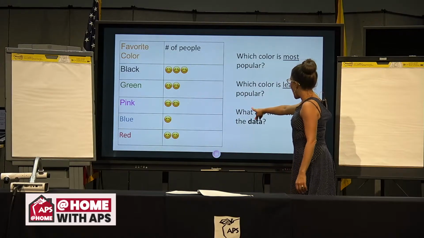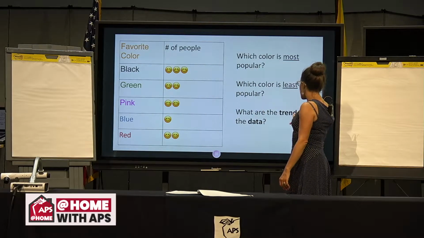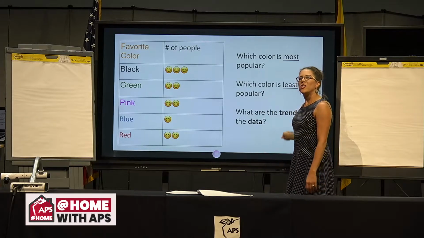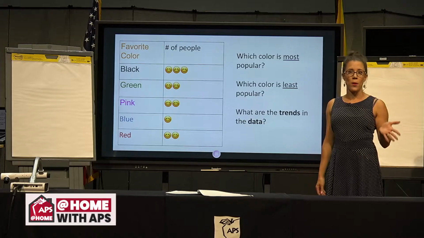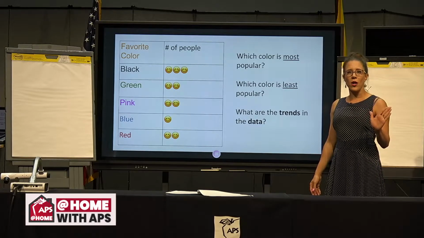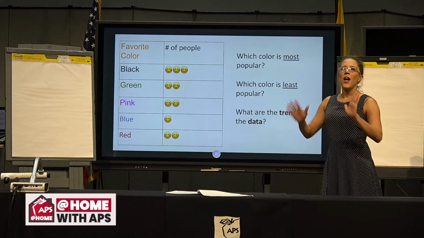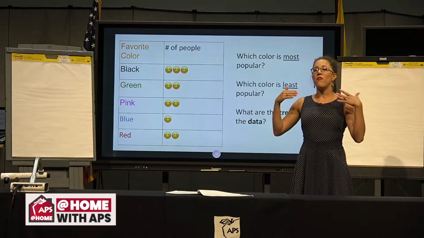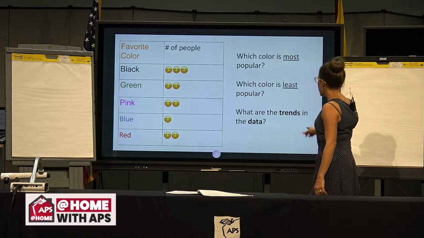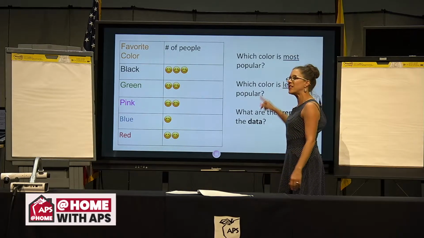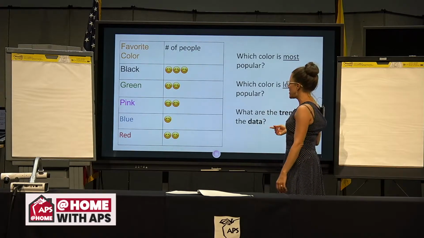And then we can ask, what are the trends in the data? So trends is another big word, boys and girls, but you've probably heard it before. And maybe you heard it used in an example of a fashion trend. So what is trendy or popular? So trends are something that you see happening in the data.